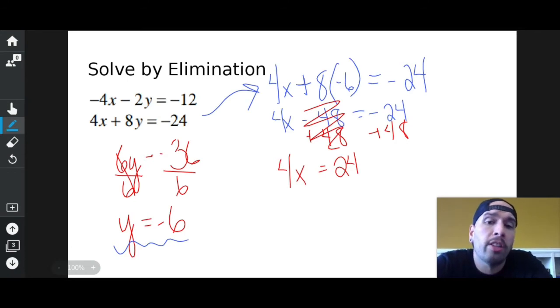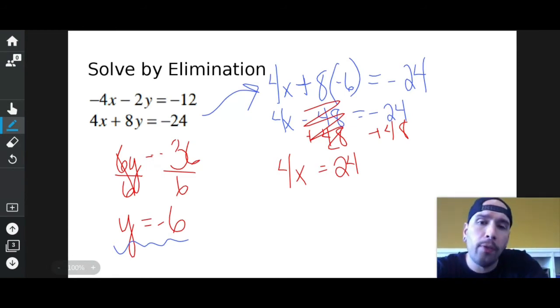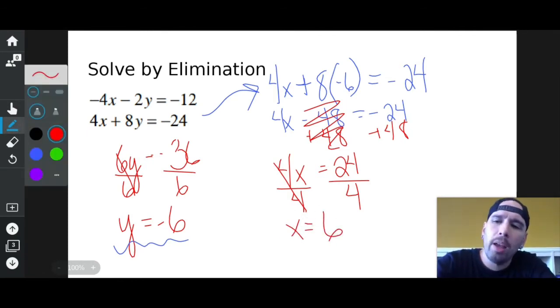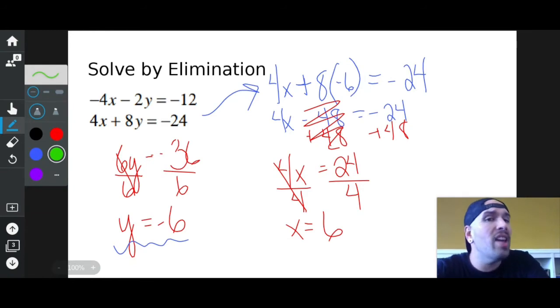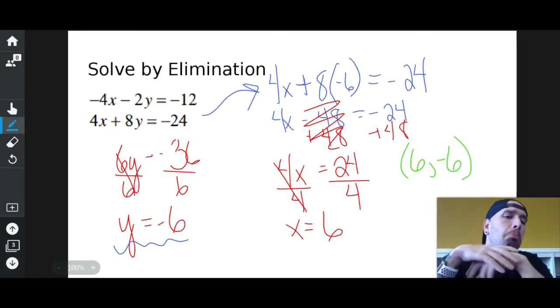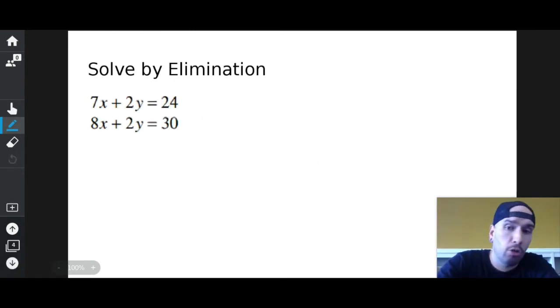Is x all by itself? No. What's in the way? 4. How do we get rid of 4? Divide 4. So I'm going to divide 4. Divide 4, x equals positive 6. So if x is positive 6 and y is negative 6, my final answer is going to be positive 6, negative 6. Okay, not so bad.